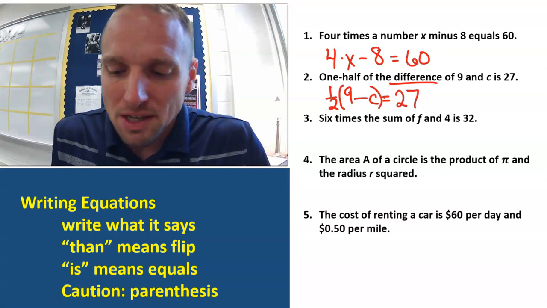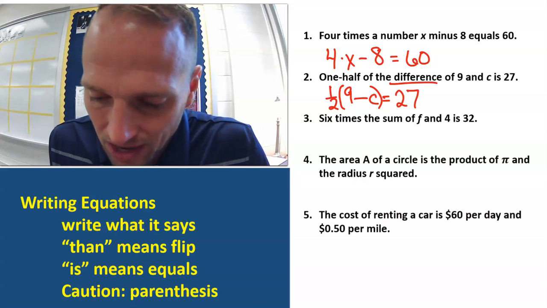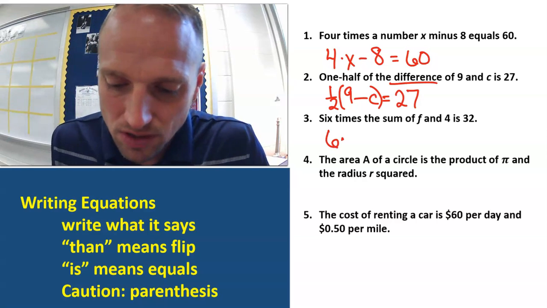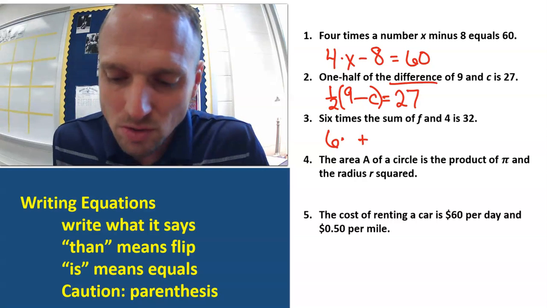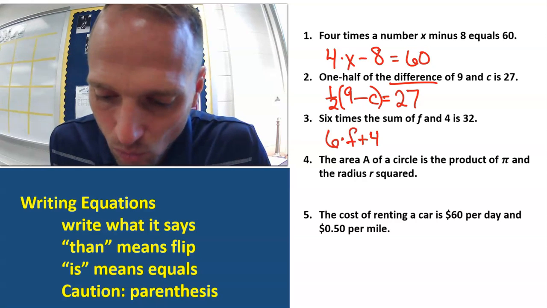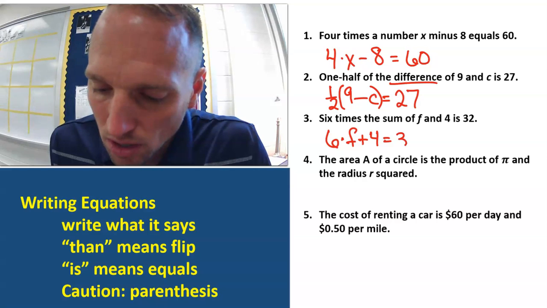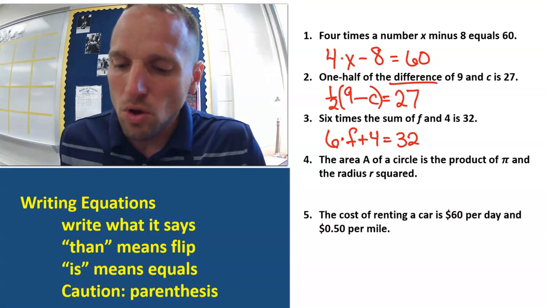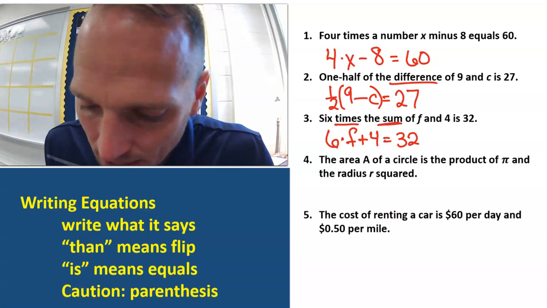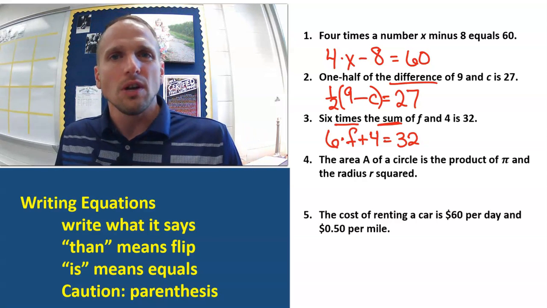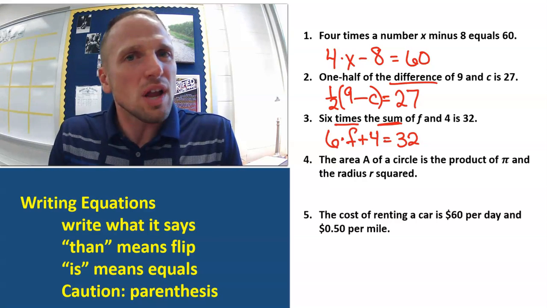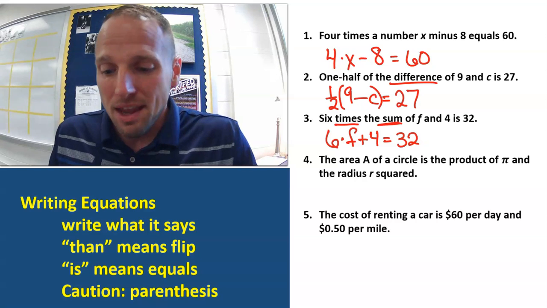All right, number 3. 6 times the sum of f and 4 is 32. So let's just write this. 6 times the sum means plus. Well, what are we adding? Well, it says the sum of f and 4. Is means equals, and 32. Okay. Now let's go back and look at this again. See how times and plus are right next to each other? Remember what that means. Anytime we have two of those words right next to each other, we've got to be thinking maybe there's a parentheses in there. And in this case, there is.